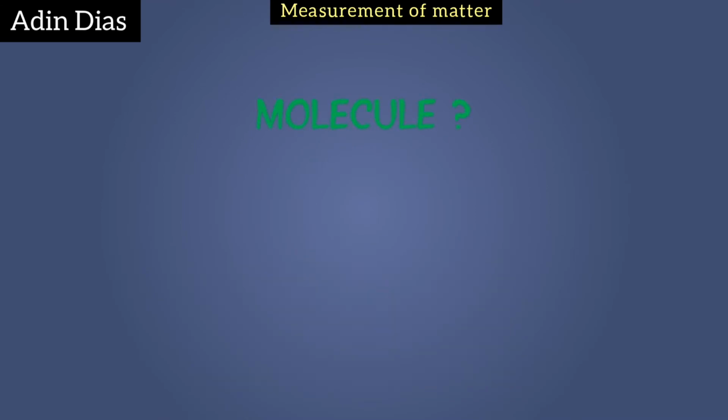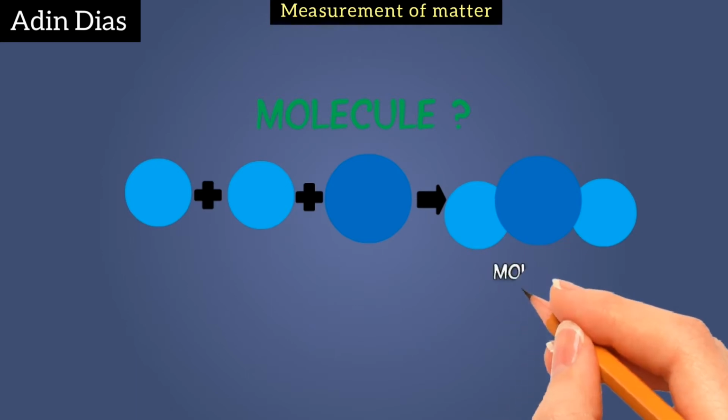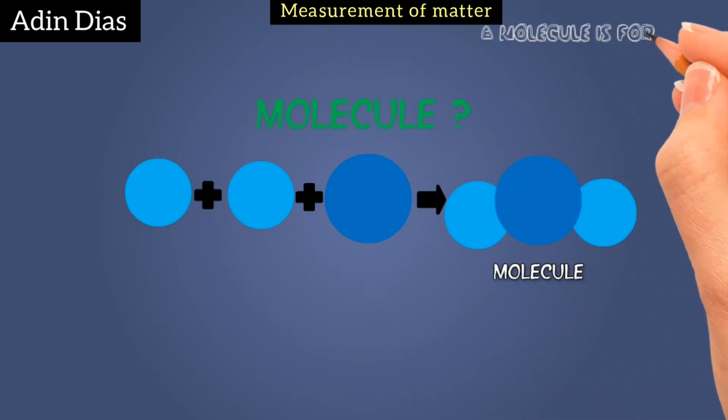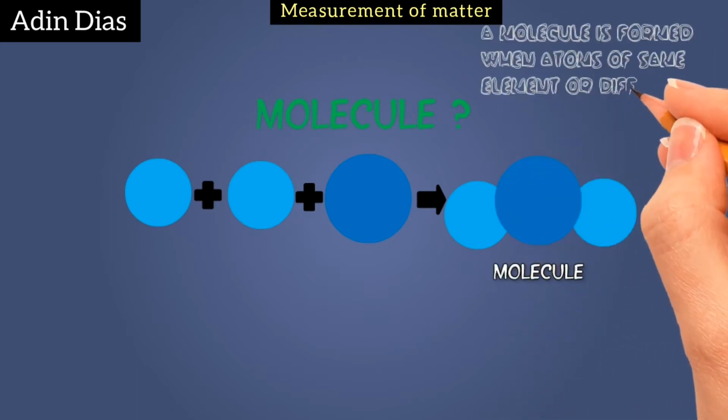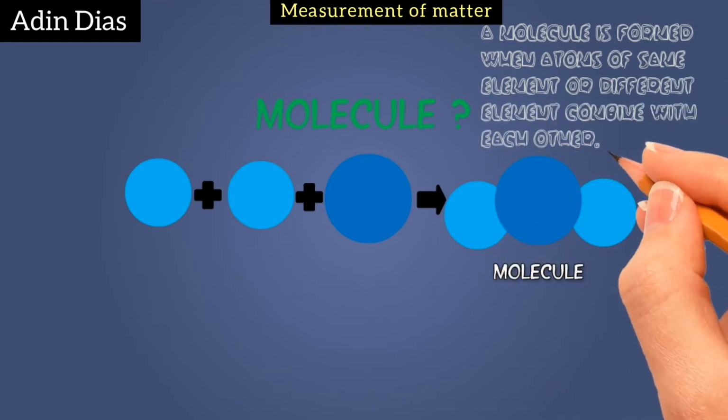Firstly, tell me what is a molecule. To understand this, look at this example. If there are 2 atoms of hydrogen and 1 atom of oxygen, if you add them, what will you get? You are right, we will get water. So water is a molecule. A molecule is formed when atoms of the same or different elements combine with each other.